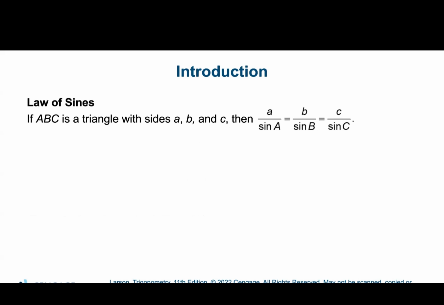So law of sines just says that all of these ratios are equal. So side a divided by sine of angle A is equal to b divided by sine of angle B, which is equal to c divided by sine of angle C. And we'll only need two of them at a time. And based on the information that we're given, we'll determine which two of these ratios we'll be using.